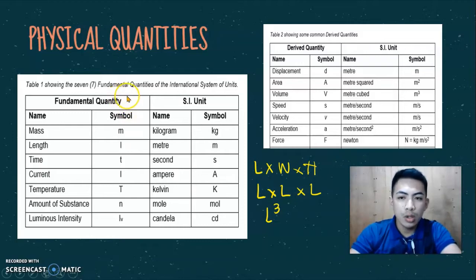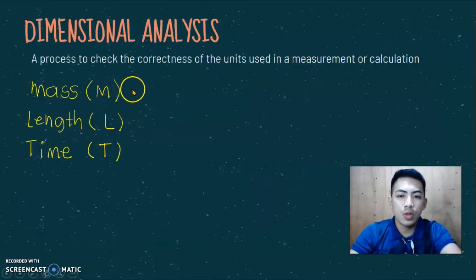So although we know these two categories, they can still be further categorized into scalar and vector. The quantities that I have mentioned, those fundamental and derived quantities, we can use them for dimensional analysis. This analysis is just a process to check the correctness of our units when we measure something and even when we calculate quantities.